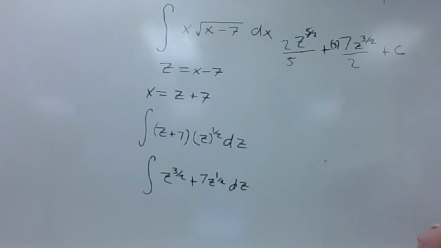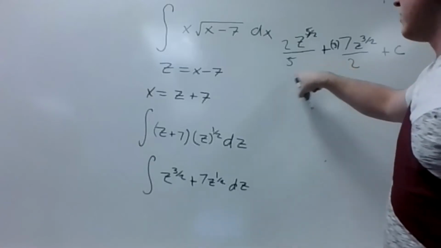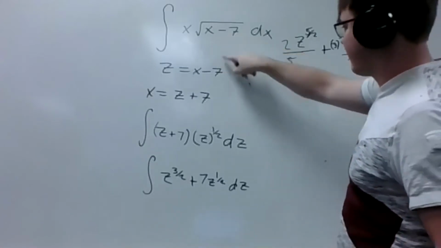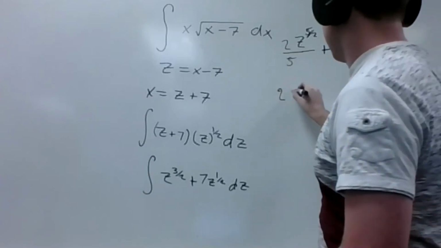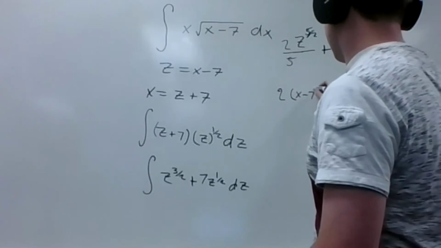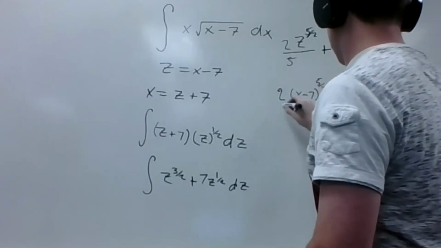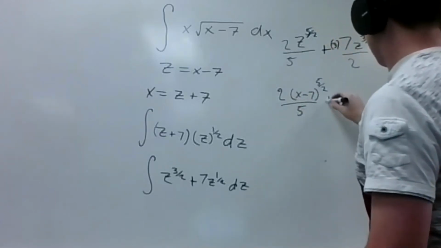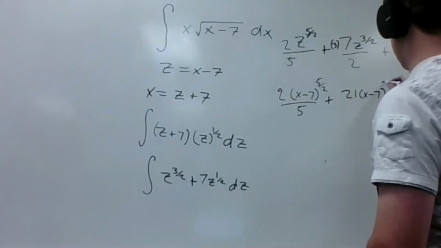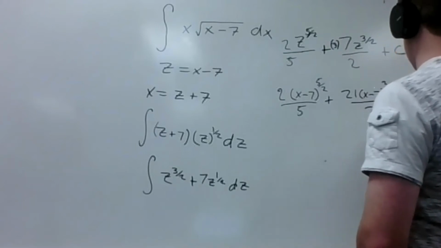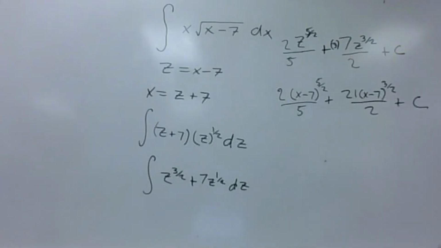Yep. All right. And then, like always, you have to make sure we plug back in. Since we started with x values, we want to end with x values. So we just want to plug back in our x values. So x minus 7 to the 5/2 over 5 plus 21 x minus 7 to 3/2 over 2 plus c. And that would be our answer.